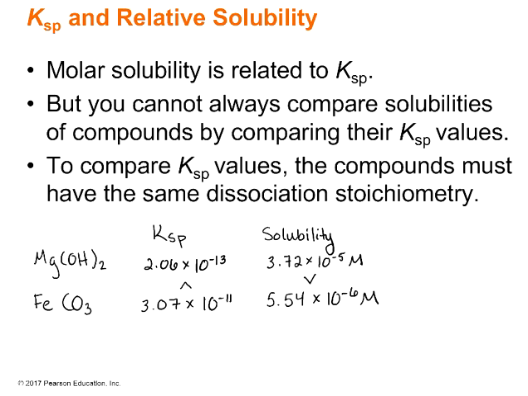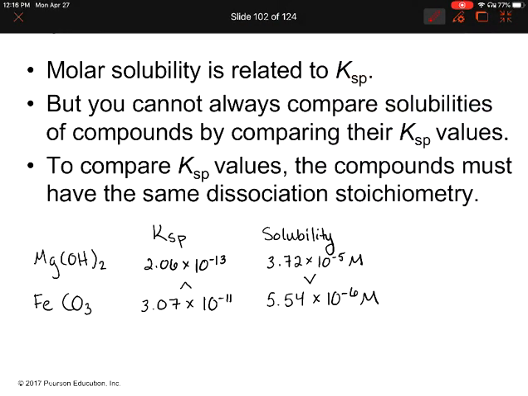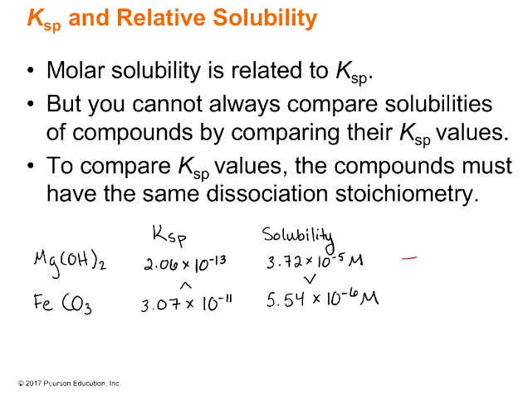If we write out their dissociation, in a different color here, we would get magnesium and 2 hydroxides for magnesium hydroxide. And for iron 2 carbonate, we would end up with iron and carbonate. So we can see that the stoichiometry is different between magnesium hydroxide and iron 2 carbonate, so we can't directly compare these two.